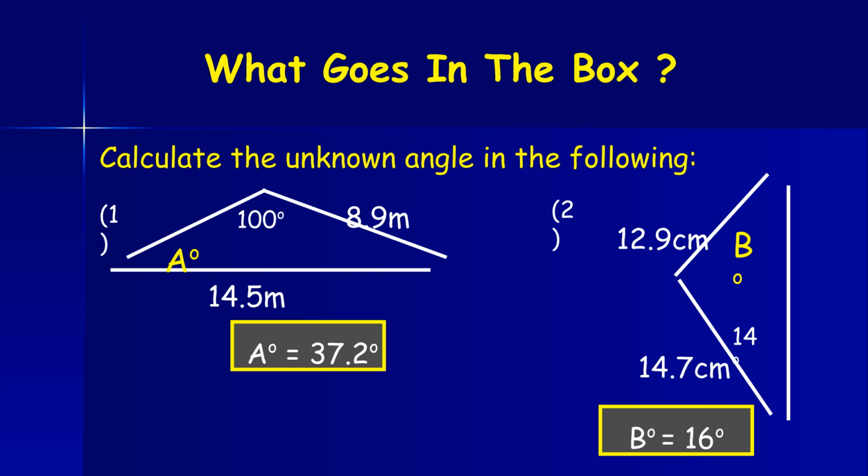Here are two examples for practice. Calculate the unknown angle in each triangle using the sine rule. For the first triangle, angle A is 37.2 degrees. For the second triangle, angle B is 16 degrees.